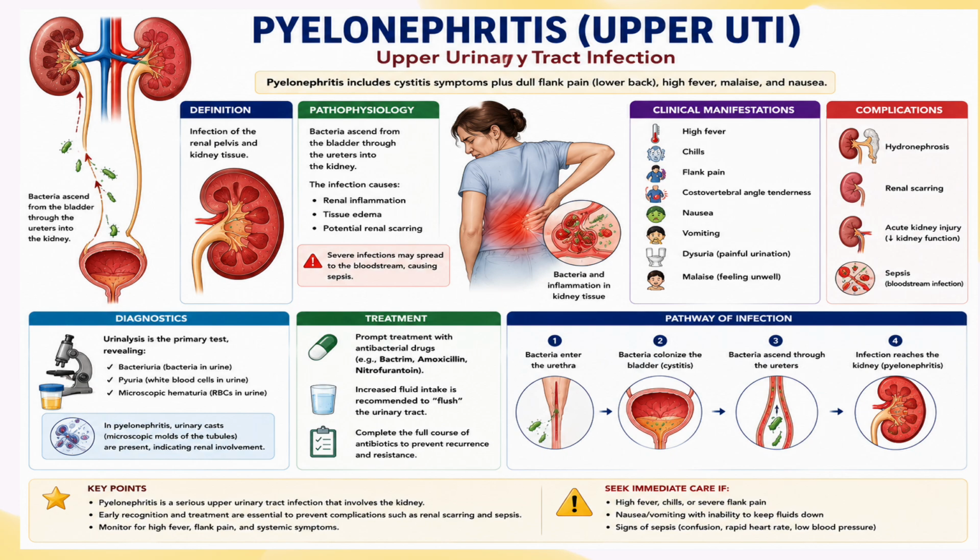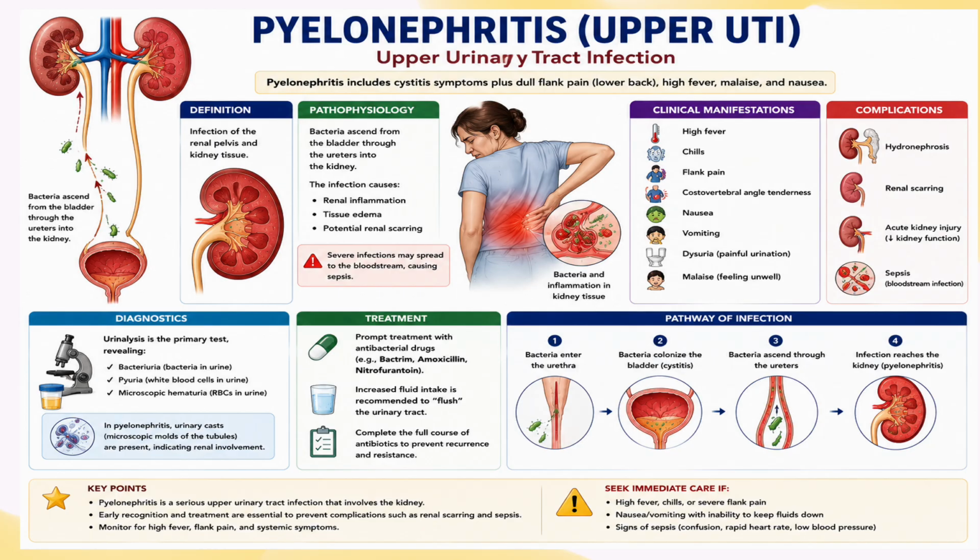And because the kidneys are involved, symptoms are much more severe than those seen with just the bladder infection, cystitis. Because remember, we said the kidney has a lot of functions, right? We discussed this in our overview lecture. So if the kidney is infected and can't perform those functions, it can cause a spiral of events.